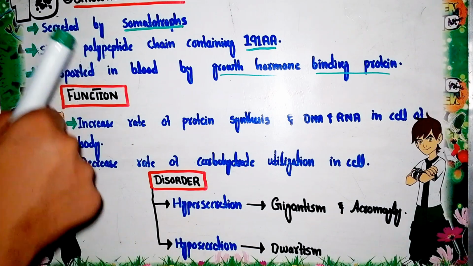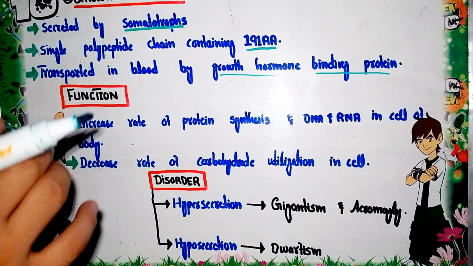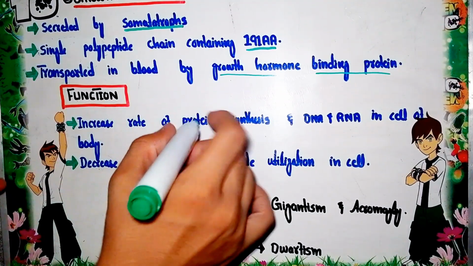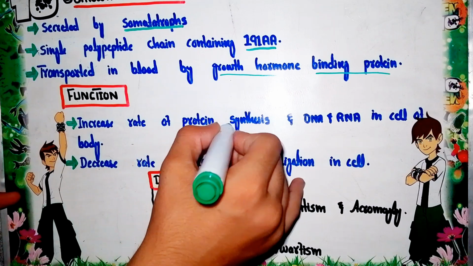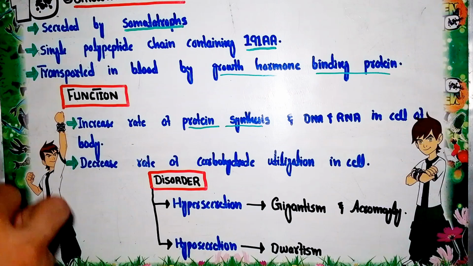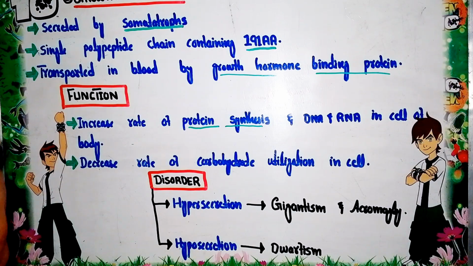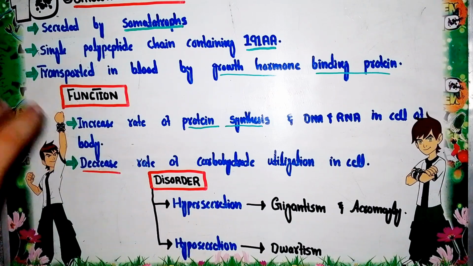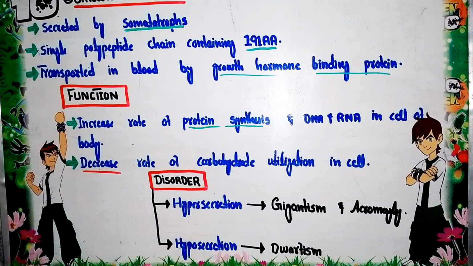Now what are the functions of growth hormone? Growth hormone mainly increases protein synthesis, DNA and RNA in the cells of the body. When the RNA and DNA concentrations increase, protein synthesis increases. Overall, growth of the body occurs. The second function is to decrease the rate of carbohydrate utilization in the cells. The carbohydrate found in the cells is utilized less for energy purposes. So overall, growth hormone is responsible for the growth of the body.